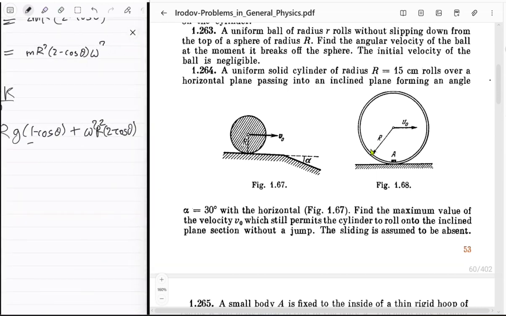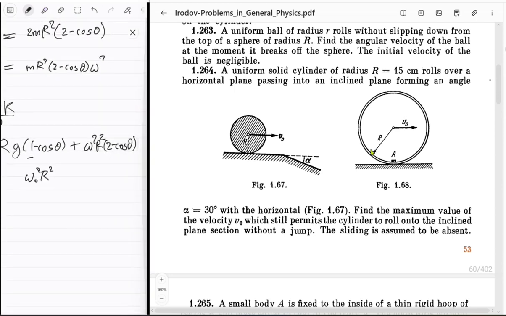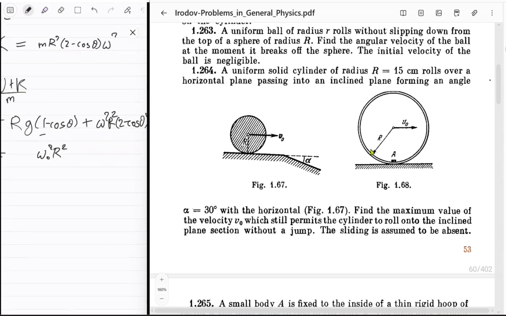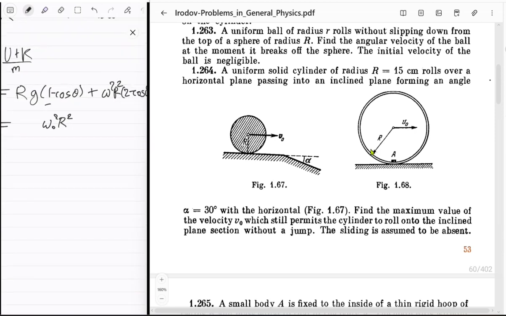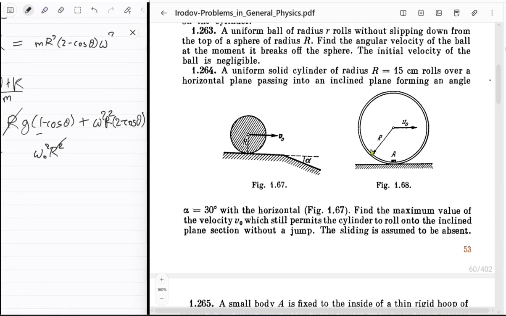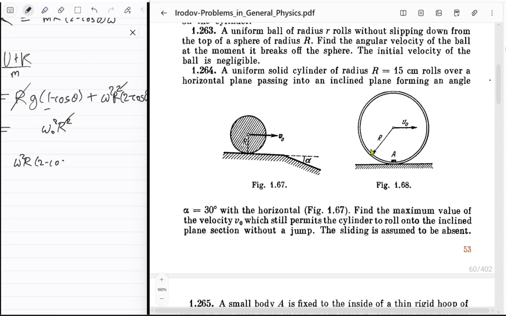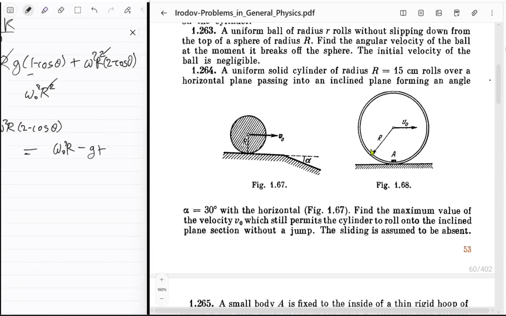Okay, so this is equal to omega naught squared R squared. I really just want to write it as v naught squared, but omega naught is also a good thing to use. And then you got this thing, just 1 minus 1, that's 0. So there we go, that's going to give us our omega. First of all, one of these R's cancels. Then you got omega squared R times 2 minus cosine theta equals omega naught squared R minus g plus g cosine theta.